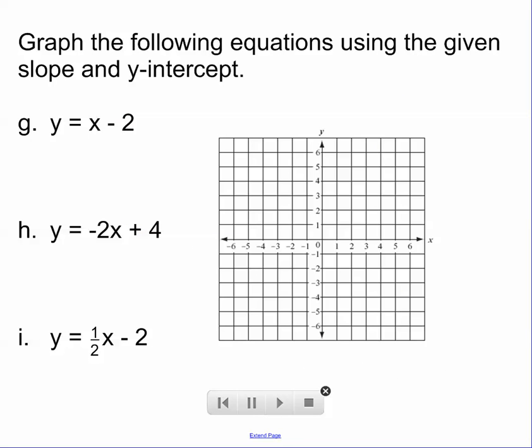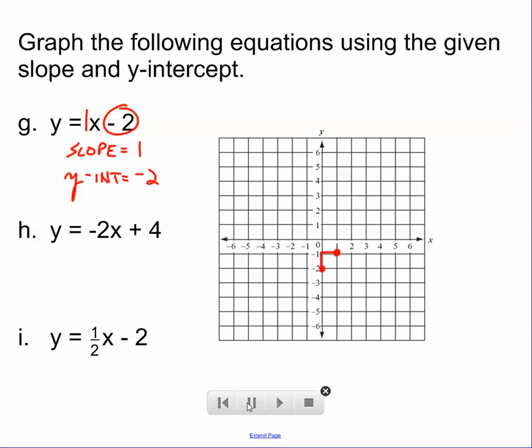All right, and then we're going to do the opposite here. Now we're given some equations of lines that are in slope-intercept form, and we're going to graph the equations using the given slope and y-intercept. Well, the slope and y-intercept aren't flat out given to us, but we can quickly determine them. For instance, on G, the slope is 1, and the y-intercept is negative 2. So we're going to start by plotting the y-intercept right there, negative 2. And then we're going to use the slope from that point. So from this point, we're going to go up 1 over 1 because that's the slope.